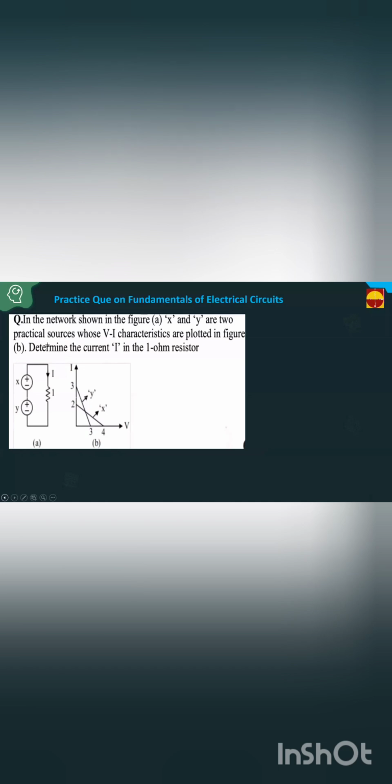Can anybody answer these questions, friends? These models are framed in the GATE exam. It is a previous GATE question. In the network shown in figure A, X and Y are two practical sources whose VI characteristics are plotted in the figure. Determine the current I in the 1 ohm resistor. You have to find what is the current in the 1 ohm resistor.